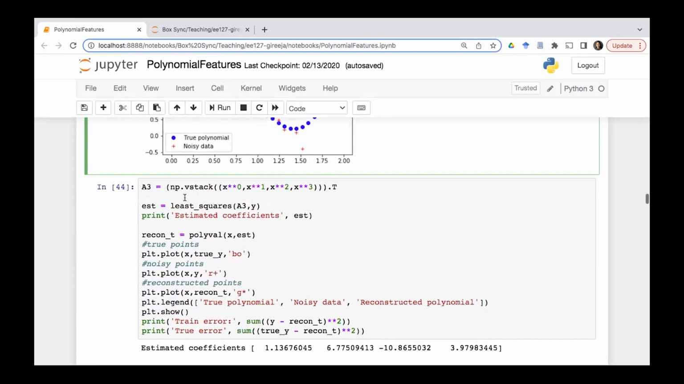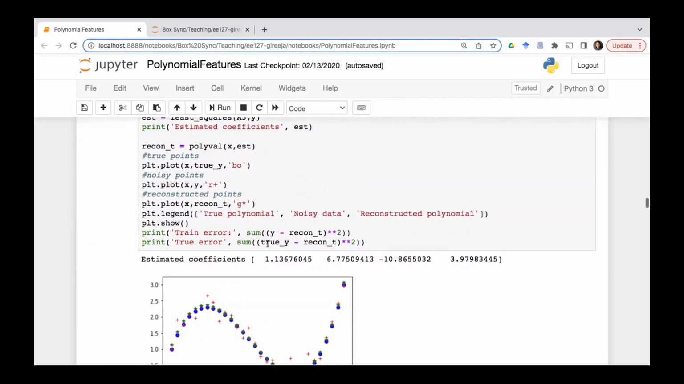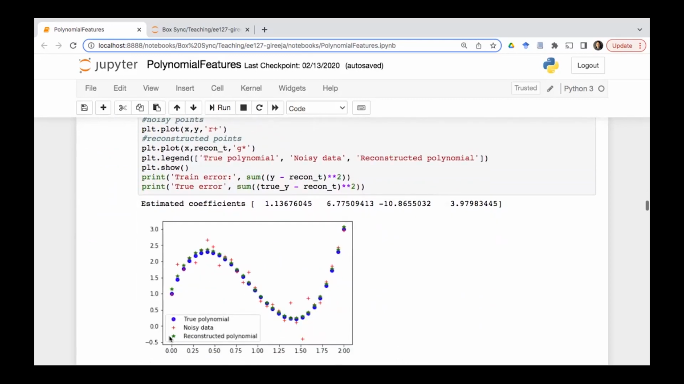I basically generate this data matrix, and I run least squares, and I can estimate some coefficients. And I can then reconstruct the polynomial on those same data points. The reconstructed polynomial is these green stars here, okay? And it's not exactly along the true polynomial because I was fitting the red data points, right? So obviously there's going to be some error.